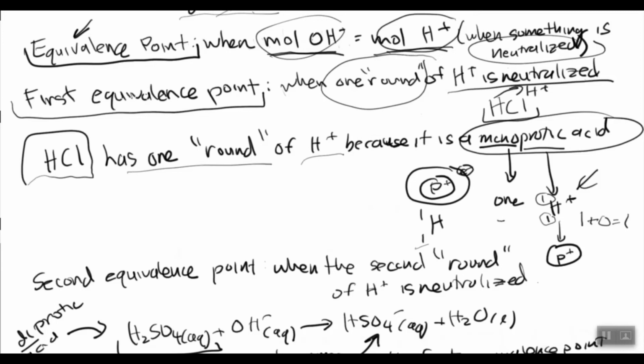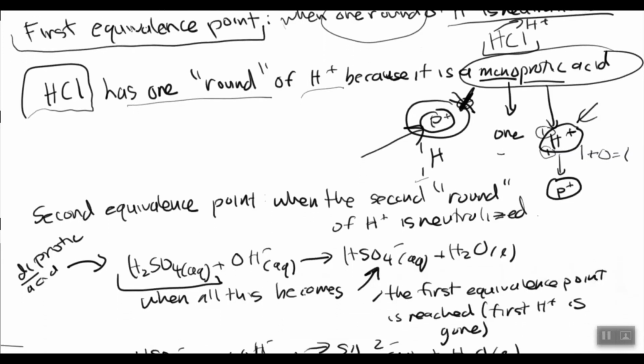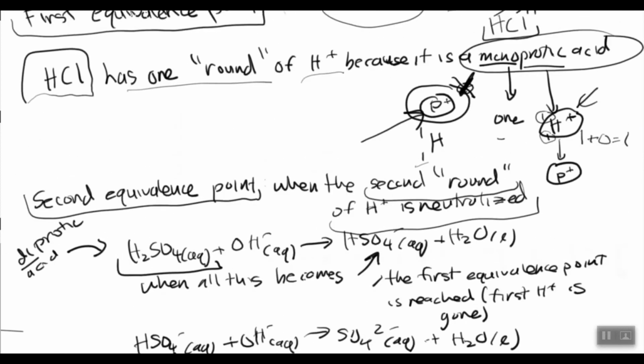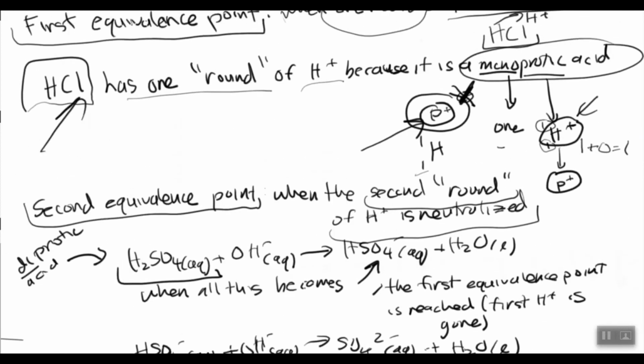Now, if it's H+, which means that it lost an electron, all we have left is a proton. So essentially, an H+ is a proton. So hopefully that made sense. And let's move on. So the second equivalence point is when the second round of H+ is neutralized. So notice how HCl doesn't have a second round because it only has one H+.